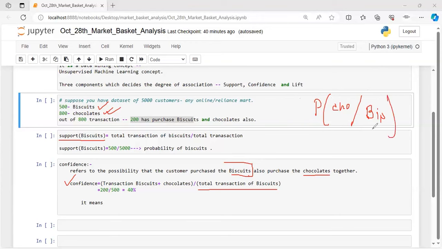Had this been the other way around, then it would be the total transaction of chocolates, right? Like the probability of buying biscuits when we have already bought a chocolate, then in confidence the denominator would be the total transaction of chocolates, correct? If you reverse it, as the customer who has already purchased the chocolate, what is the possibility that he will purchase the biscuits also? So in the denominator, it will be chocolate. Here the first event has occurred as biscuits. What is the probability that the chocolate event also will occur?